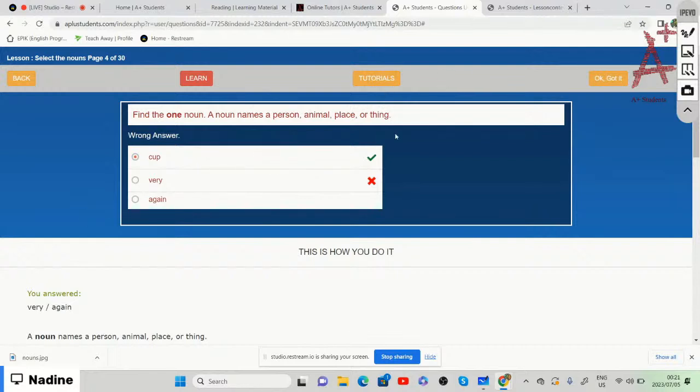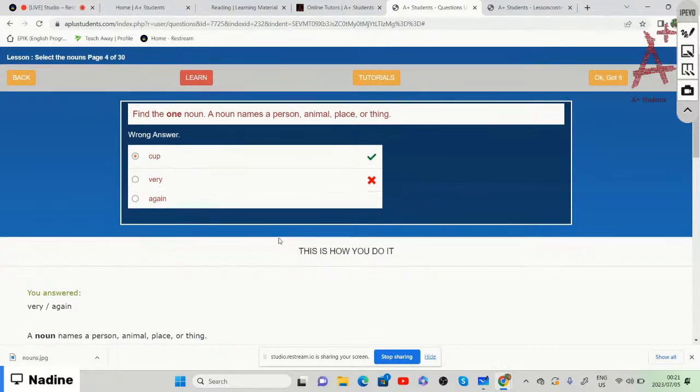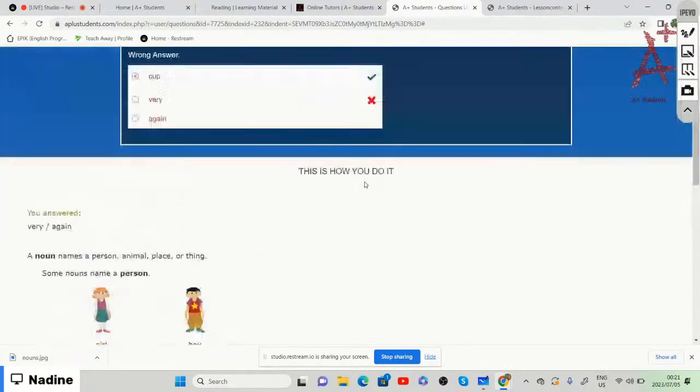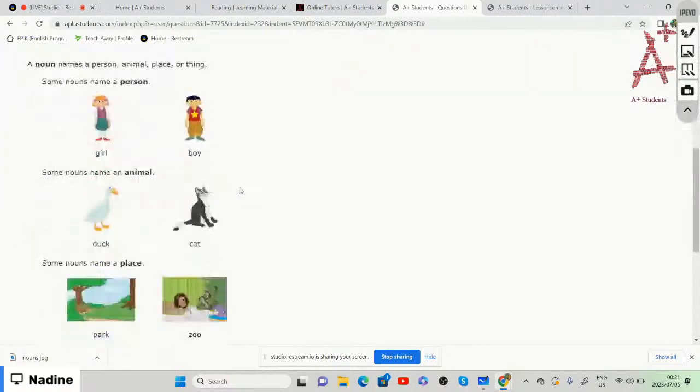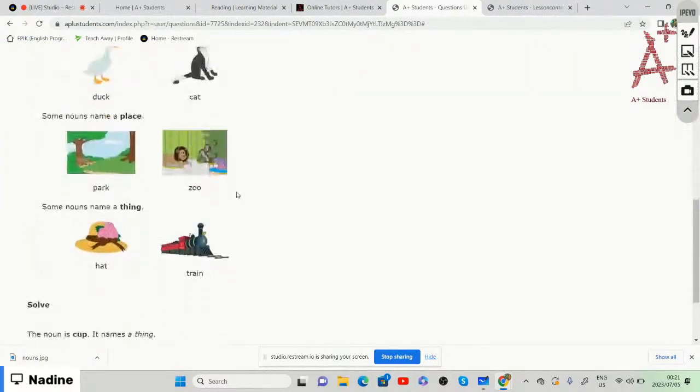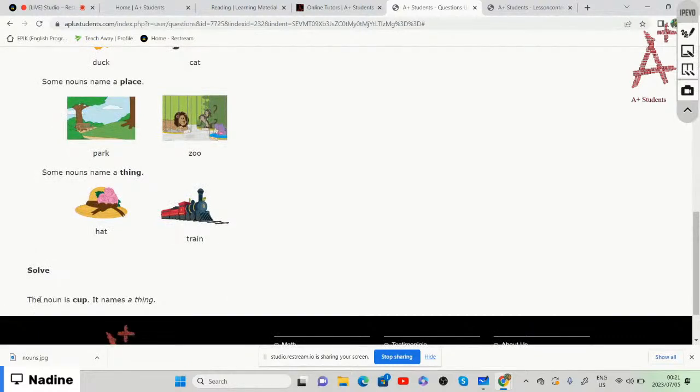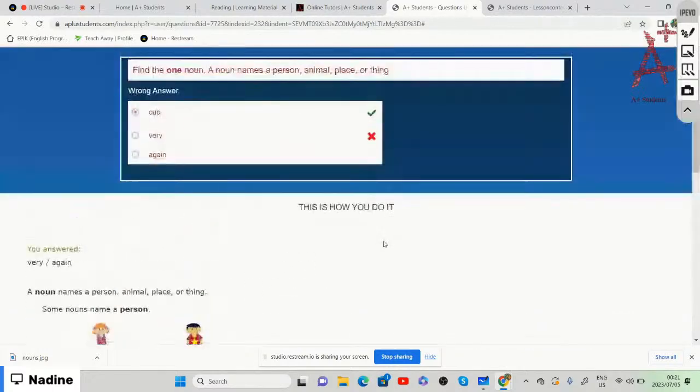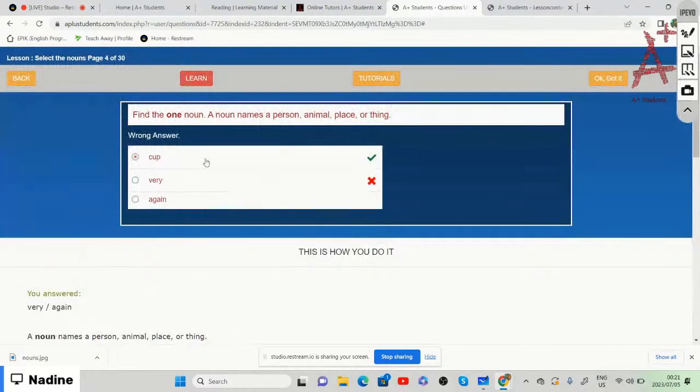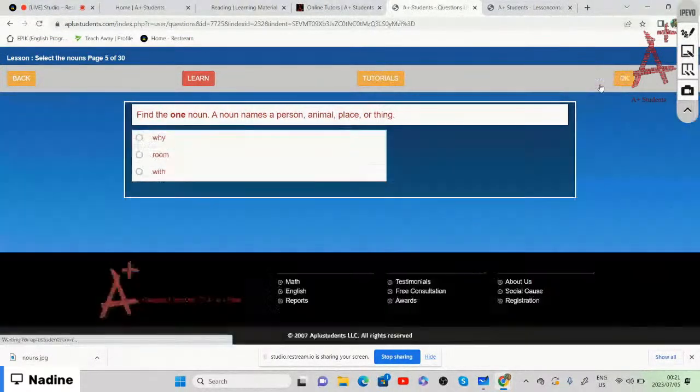It names a thing. But remember, if you make a mistake, then you can always go back to the tutorial. It will take you back to the tutorial and basically show you how you do it. The noun is a cup and it names a thing. So well done to those of you who got the correct answer, which is cup, and it names a thing. Beautiful.